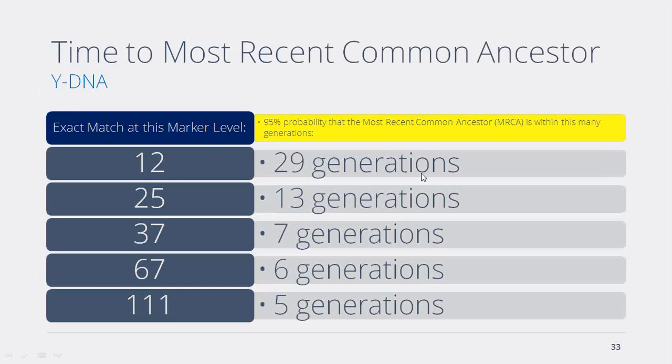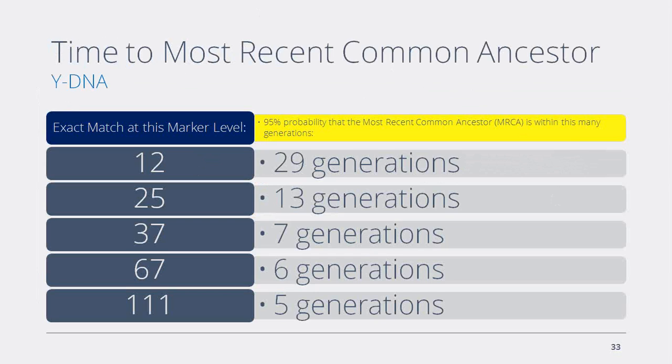So basically, as I said before, the more markers that are tested, the more refined your matches are going to be, the closer they're going to be. At the 12 marker level, if you have exact matches, they could be related anywhere within the past 29 generations. It could be as close as your own father, or as far back as you and that match sharing a common ancestor 29 generations ago, which is something like 700 to 900 years, I think, at 25 to 30 years per generation. So it's a very broad time frame. And at the 12 marker level, there's also a very high chance of coincidental matches, people who really don't have a recent connection with you but just happen to have the same 12 marker values.